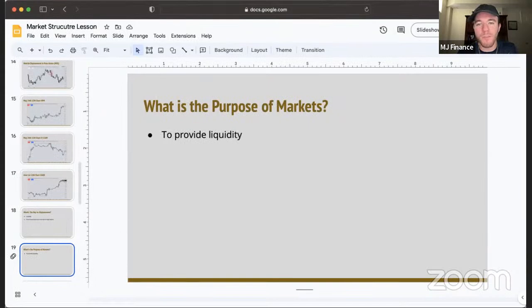The purpose of the market is to provide liquidity. So the fact that me and you can buy and sell almost instantly, the market has to move in a certain way for that to be possible. And as a result, the market is always moving in search for liquidity. And we can try to identify this. It's not always going to be perfect like anything else, but we can try to identify this in price action.